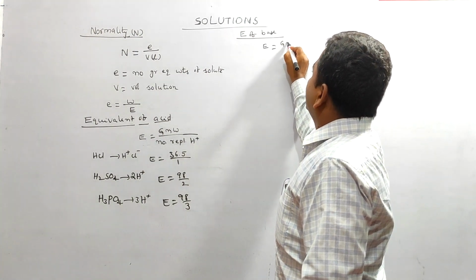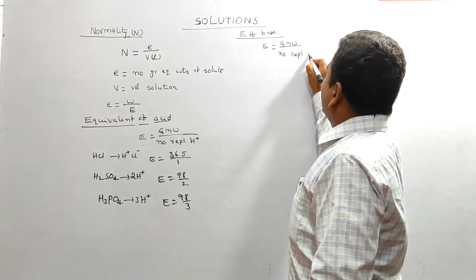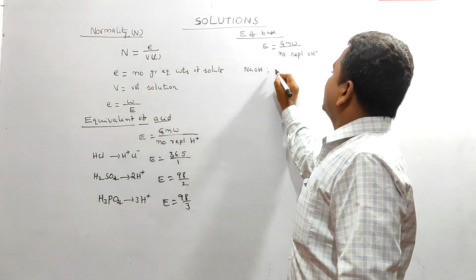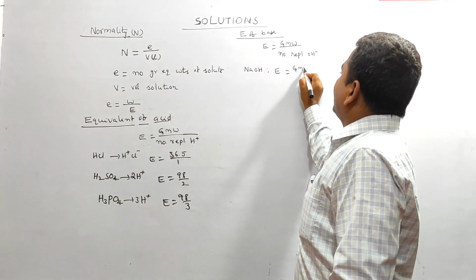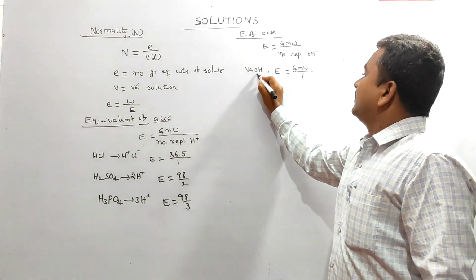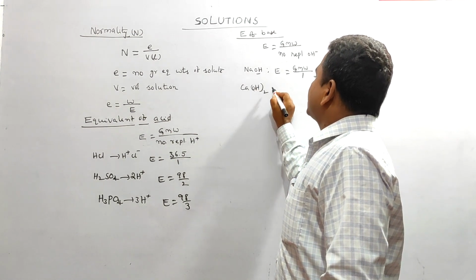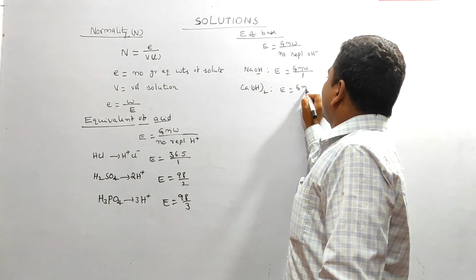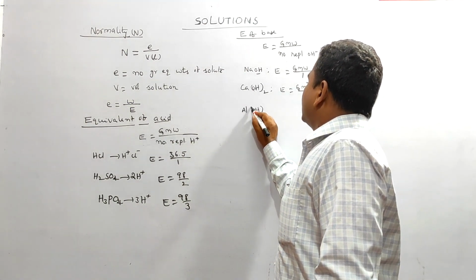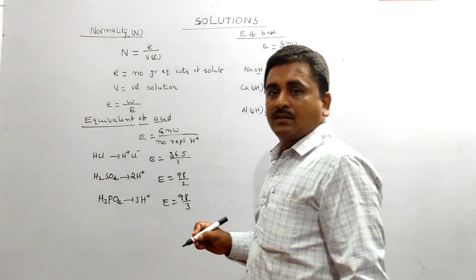E is equal to gram molecular weight of base by number of replaceable OH minus ions. If it is NaOH, we can find E by calculating gram molecular weight by 1 because of one replaceable OH. For calcium hydroxide, E is equal to gram molecular weight by 2. Aluminum hydroxide, E is equal to gram molecular weight by 3.